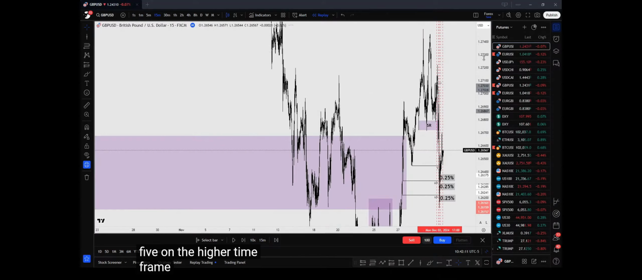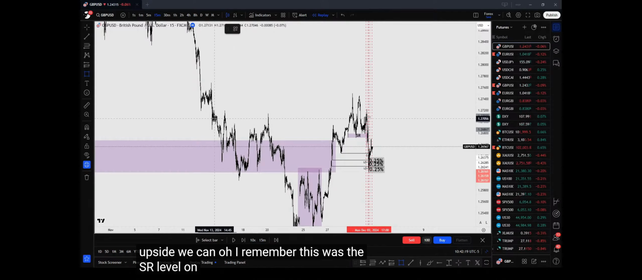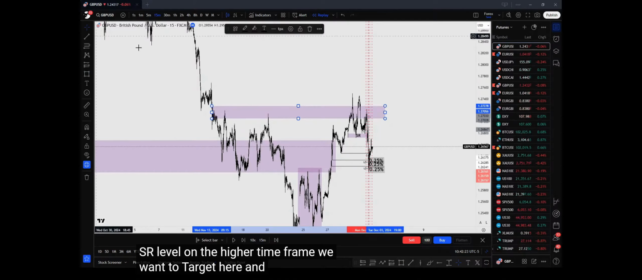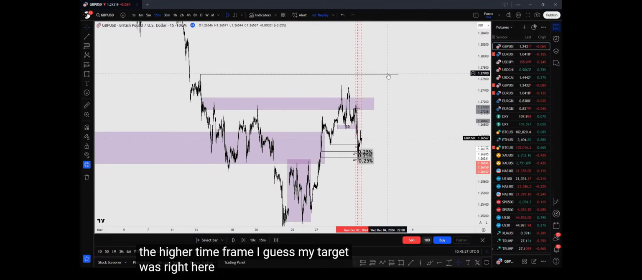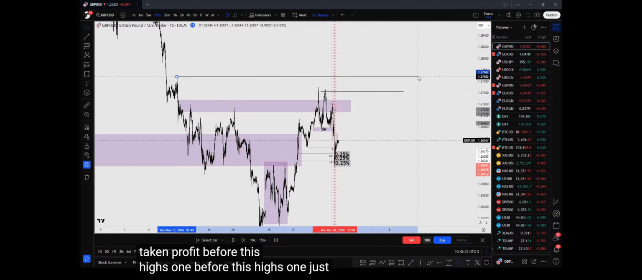On the higher time frame, this looks really good. To the upside, we can... Oh, I remember this was the SR level on the higher time frame. We want to target here, and this was the LD on the higher time frame. I guess my target was right here, the LD, but I would have taken profit before these highs. 1 before these highs, 1 just before this LD.